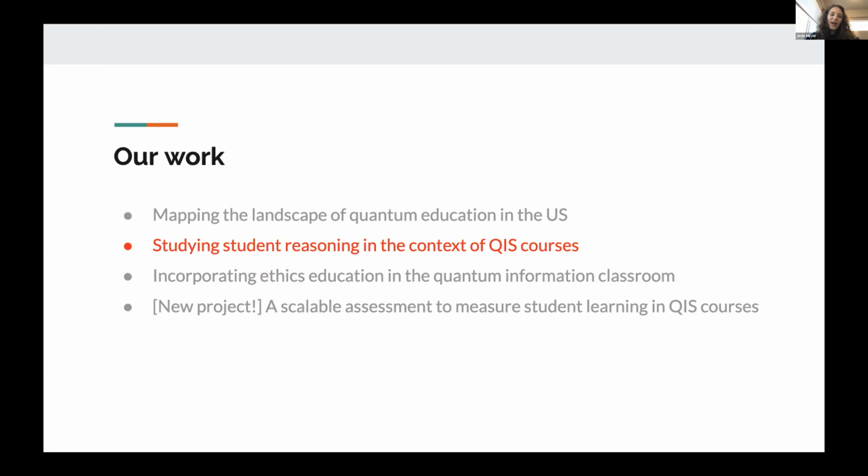So zooming in a bit, I'd also like to discuss some work we're doing studying student reasoning in the context of these courses. And I guess the question is, why study student reasoning? The simple answer is that very often students don't reason the same way that experts do. We're trying to help build those skills, but we also want to know where students are at.